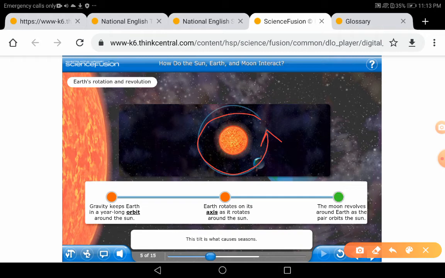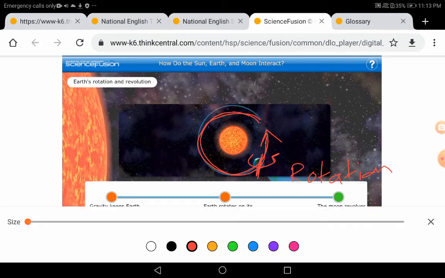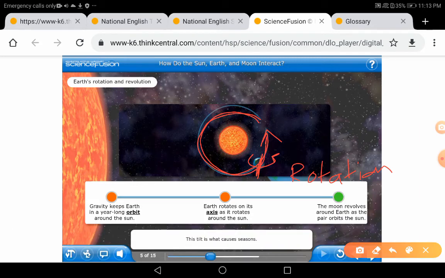Okay, so as you can see here, the Earth has this axis and the Earth rotates on its axis from west to east, as we said before. This is called rotation. At the same time, it moves around the sun, and movement around the sun is called revolution.